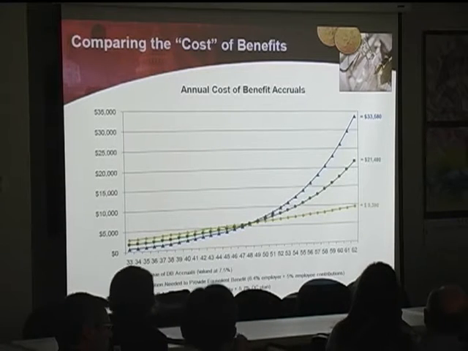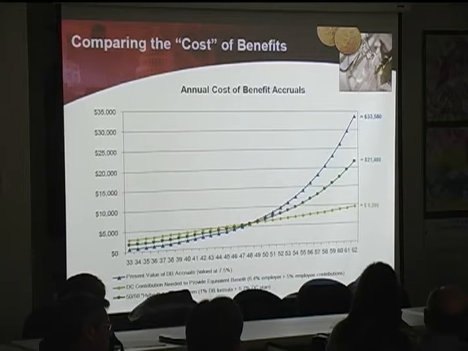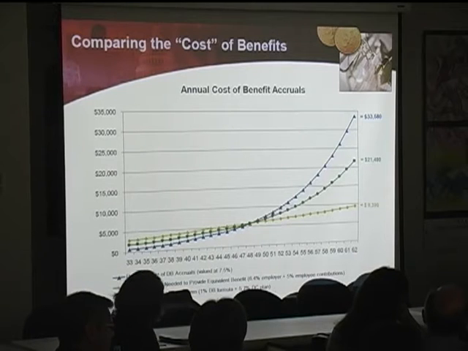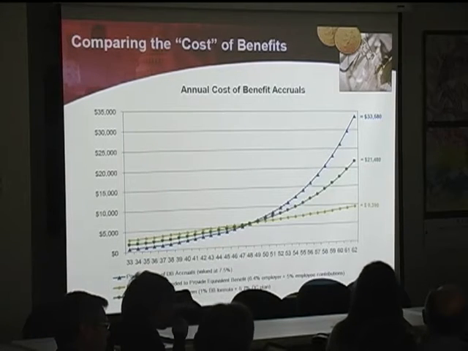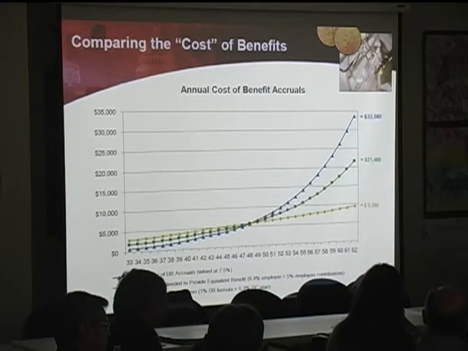Again, it's important to point out that at the end of this period of service, the person in the DC plan and the person in the DB plan had the same benefit, the same total value, again, assuming a 7.5% return. We show the green line just as an example of what a hybrid might look like, and not surprisingly, since we did a 50-50, it kind of splits the difference.